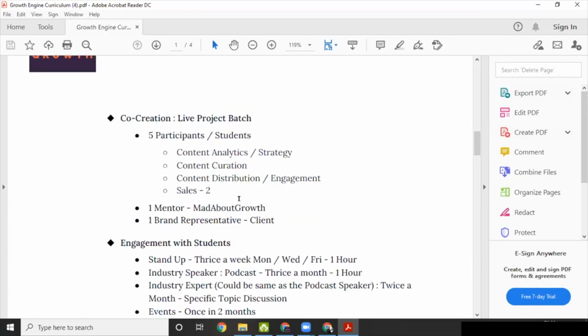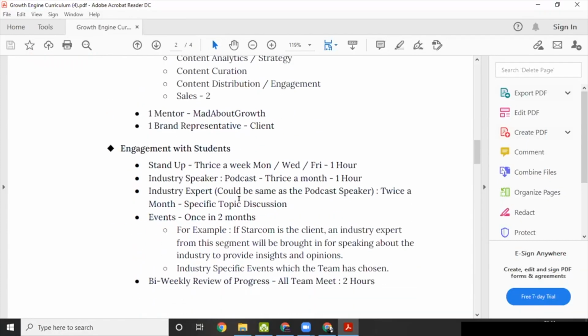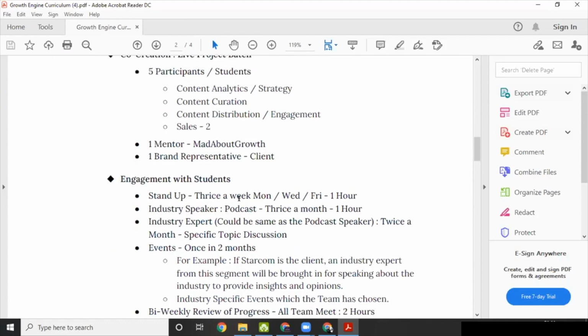Every team will consist of about five members. We'll have 3 people who will take care of content analytics, curation, and distribution, and 2 of them will handle course sales, because that is what will bring more life into the company. Then we'll have 1 mentor who will work with the students and handhold them at any given point of time. If they are stuck at any point, they'll be able to take help from the mentor and go forward.